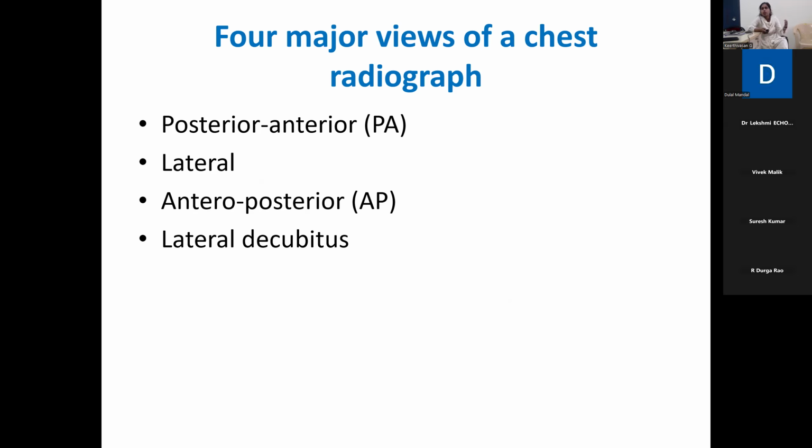Like the most common views that you see is posterior anterior or PA view. And then there is lateral view, then there is anteroposterior view, and there is lateral decubitus view. These are the four major views that each and everyone must know how to interpret and when to use it. Apart from these views, there are oblique views, lordotic views and apical views, which are not so commonly used that we do not need to deal so much in detail with.